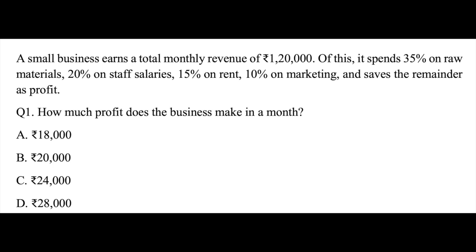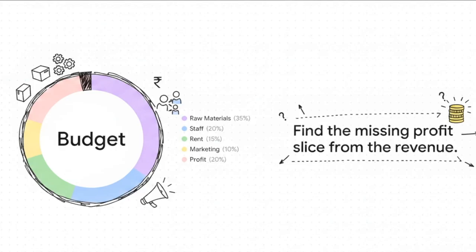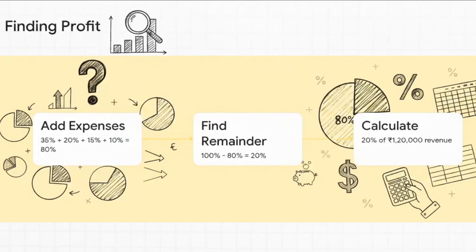Imagine a small business and they bring in a total monthly revenue of exactly 1,200,000 rupees. Take a look at how this budget breaks down. 35% goes to raw materials, 20% pays the staff salaries, 15% covers rent, and 10% goes to marketing. Whatever is left over, that's the profit. And this brilliantly illustrates how the test presents information to you. The data is all sitting right there, but you have to actively engage with it to find that visually missing slice of the pie. So how do we find that profit? Let's think aloud and walk through it exactly like a master problem solver would.